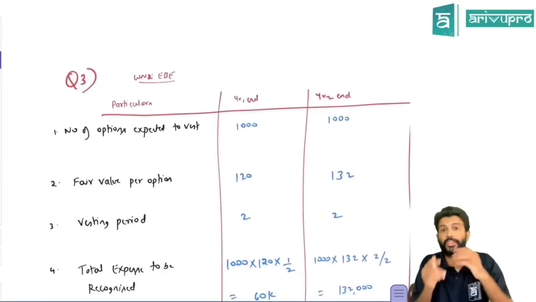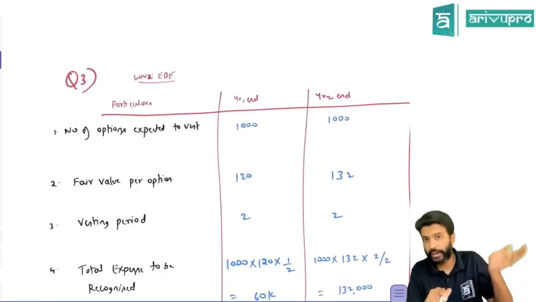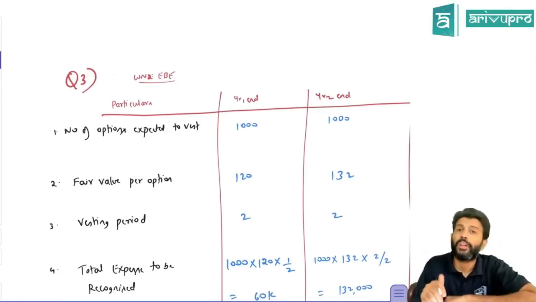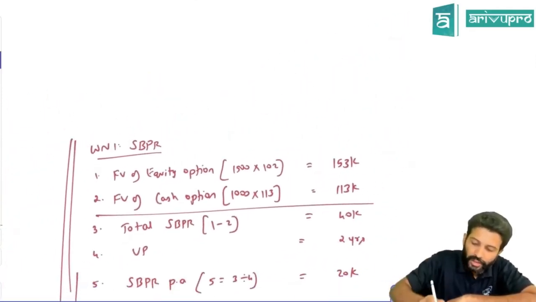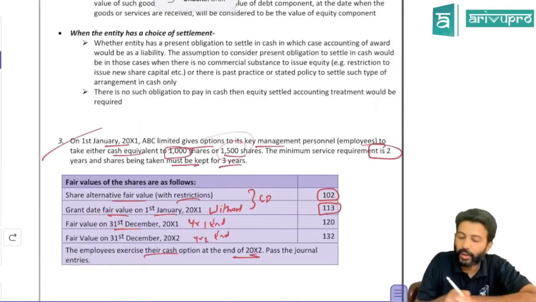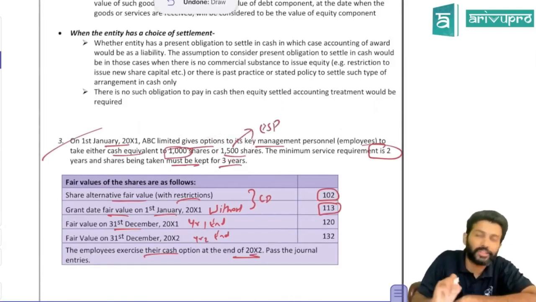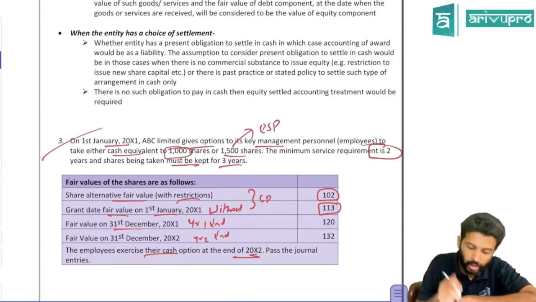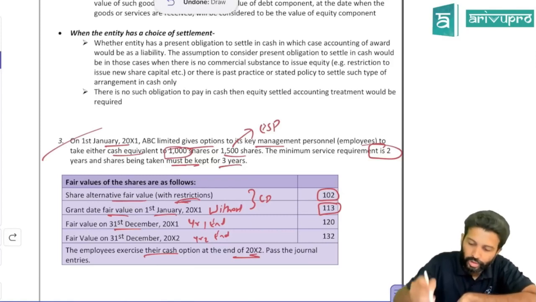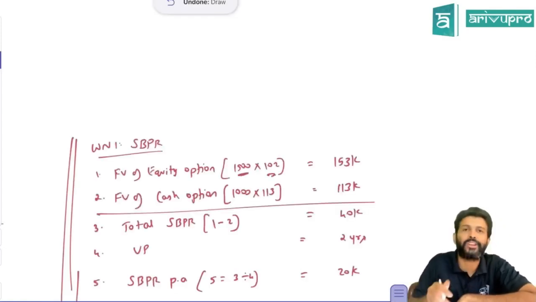In fact, before this, this is an equity settled plan with a cash alternative. So first you need to find out the fair value under the equity option. The fair value under the equity option is how many equity shares you have given. Under the equity settled plan, you're giving 1,500 shares, and if you go for equity shares, there are some restrictions. So you take the fair value with restrictions, which is 102. We have issued 1,500 shares with restriction, and its fair value is 102.